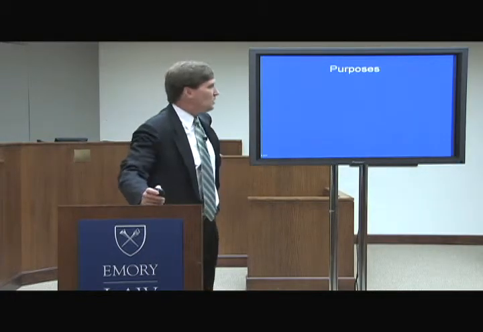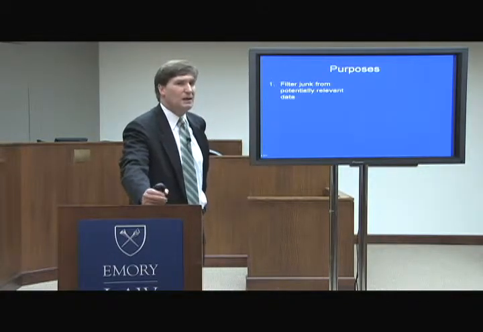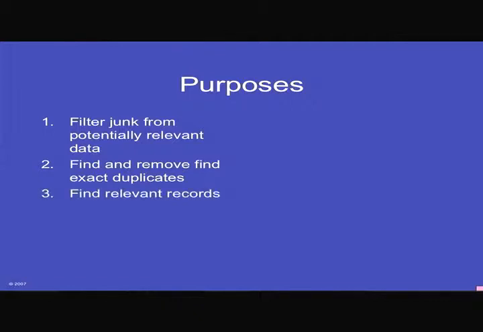What I'd like to do then is talk about the purposes of the search and recognize that what you're trying to do is, number one, filter junk from potentially relevant data. Number two, you're looking to find and remove exact duplicates so that you have the original document that you need. Number three, you're trying to find relevant records. And number four, you're trying to find privileged records that are going to be subject to your withholding from the other side.